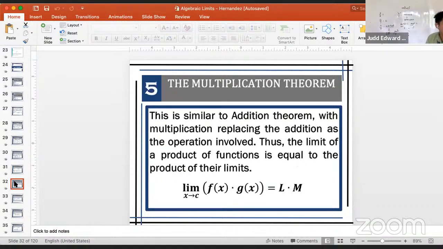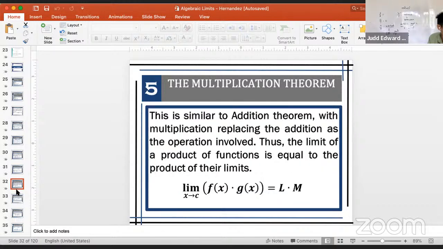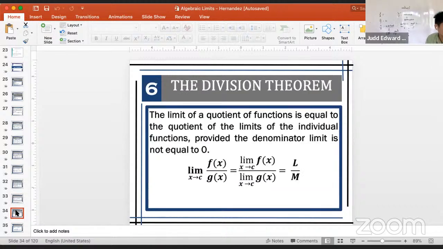Next, similar to the addition theorem, we also have multiplication theorem wherein we just multiply. Okay, multiply lang daw po ang gagawin natin dito. Again, if this is 4 and this is negative 5, so in multiplication theorem, we multiply this. So 4 times negative 5 is negative 20. So yun po ang multiplication theorem natin. Wherein sa division theorem, same concept. All we have to do is to divide. So di-divide lang naman natin siya. So therefore, L over M, 4 over negative 5 or negative 4 over 5.